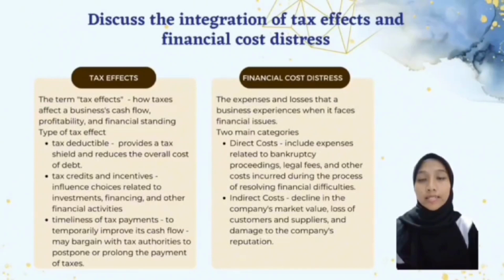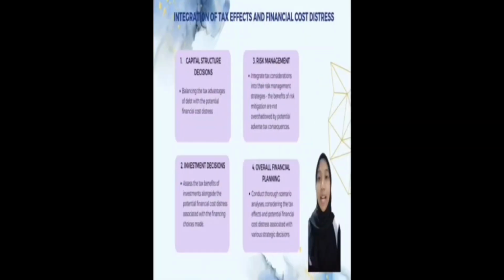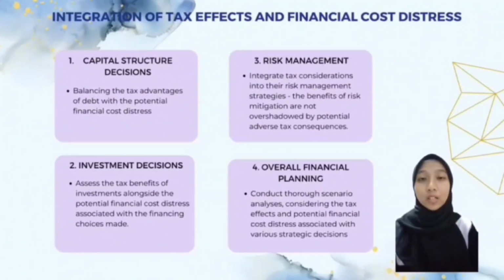Direct costs of financial distress include expenses related to bankruptcy proceedings, legal fees, and other costs incurred during the process of resolving financial difficulties. Meanwhile, indirect costs include a decline in the company's market value, loss of customers and suppliers, and damage to the company's reputation. The integration of tax effects and financial distress costs is a crucial aspect of this decision-making process, requiring a comprehensive analysis that balances the benefit of tax considerations with the potential risks associated with financial distress.